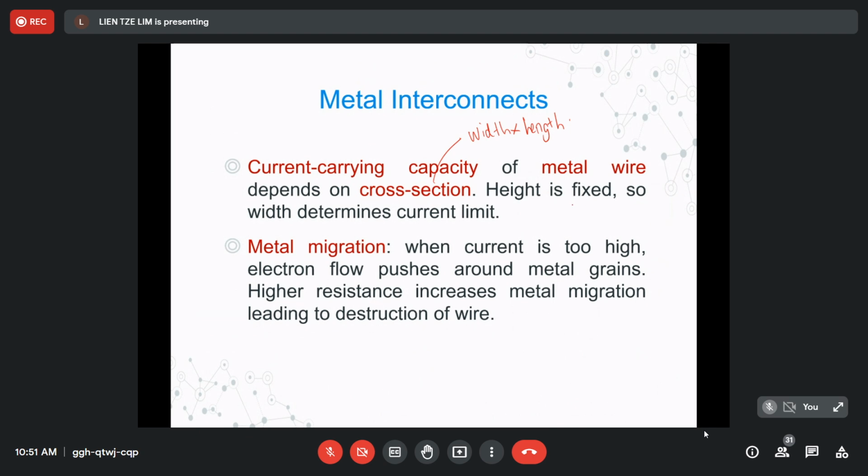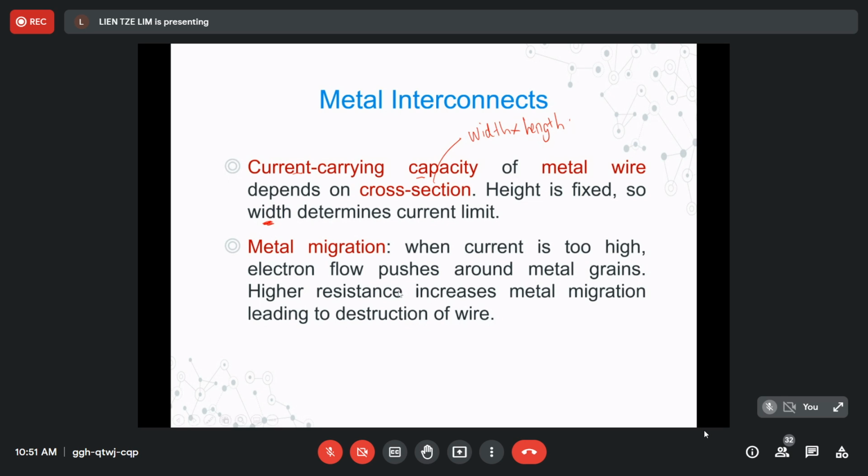So width determines the current limit. The width of the metal layer in this case is important. It determines the current carrying capacity of that metal wire. And metal migration, what is meant by metal migration? When current is too high, electrons push around metal grains. Higher resistance increases metal migration, leading to destruction of the wire.